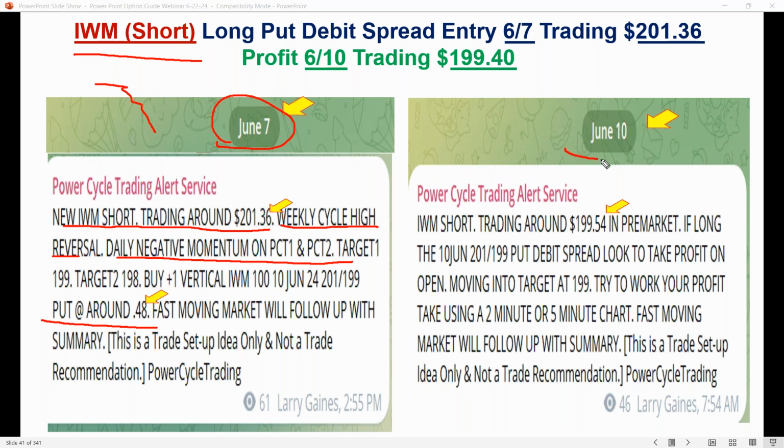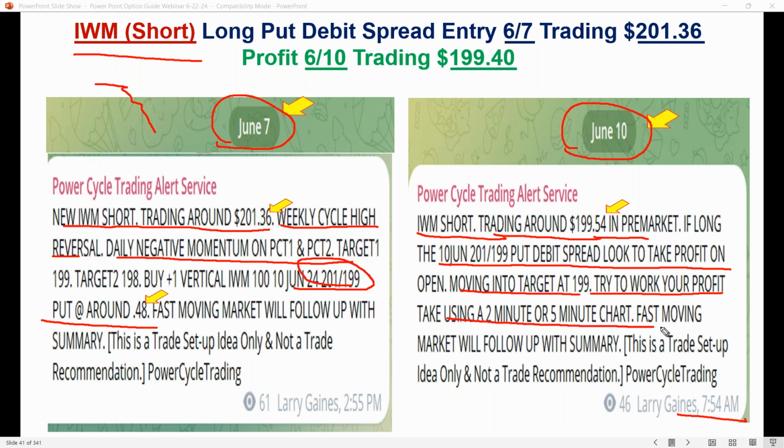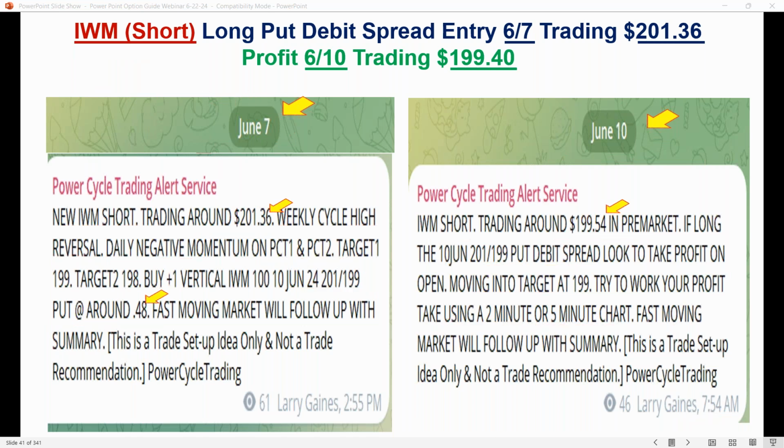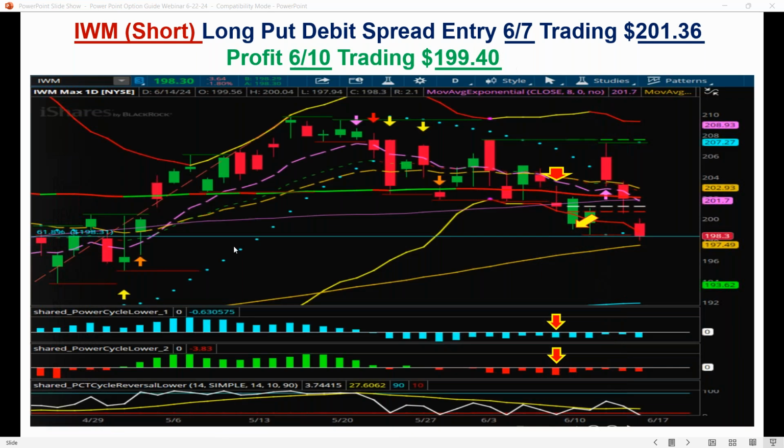And then here it was Monday, right on the open. Before the open, right here, I sent out this alert saying, okay, short the IWM. It's going to be trading around 199.54. That was our target, 199 right there. So in the pre-market: long the June 10 201/199 put debit spread, going to target 199, try to work your profit on the open. Fast moving market. Anyway, so that's what was sent out. And so debit spread, 48 bucks risk or thereabout.